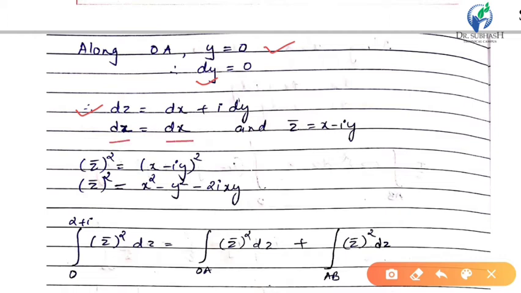Now we will move towards our function. Our function is z bar square. Now if z equals x plus iy, then z bar will be equal to x minus iy. So z bar square will be (x minus iy) square, and if I expand the function, then I get x square minus y square minus 2i xy.